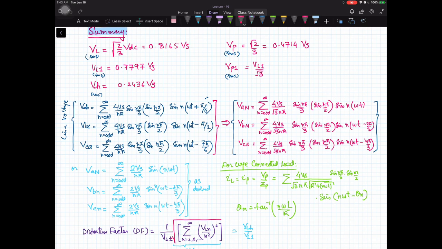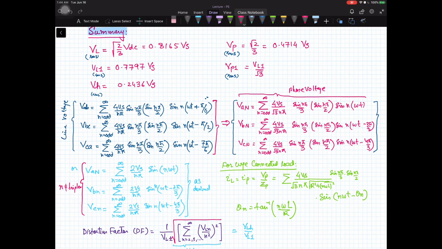So these are the expressions for the phase voltage directly derived from the line voltage, or you can use these expressions as well, as we have already derived, that your phase voltage is given as 2Vs by n pi into sine of n omega t. But one thing that you should keep in mind is that n is not a triplen, meaning it should not be a multiple of 3 over here. Triplen harmonics are absent from the line voltage as well as from the phase voltage waveforms.